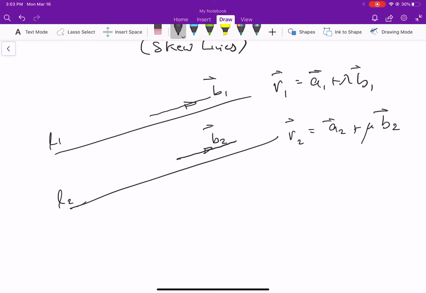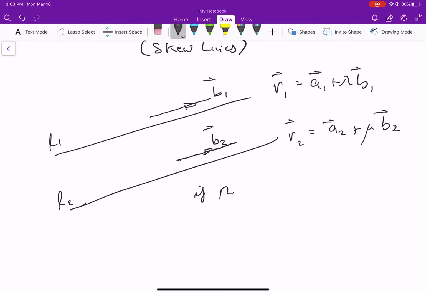If the 2 lines are parallel, and they have direction vectors that are parallel to themselves, then the 2 direction vectors must also be parallel. That should kind of make sense. Just look at the diagram. If 2 lines are parallel, the direction vectors are parallel. And therefore, we know that when vectors are parallel, one vector can be written as a scalar multiple of the other. So that is your test.